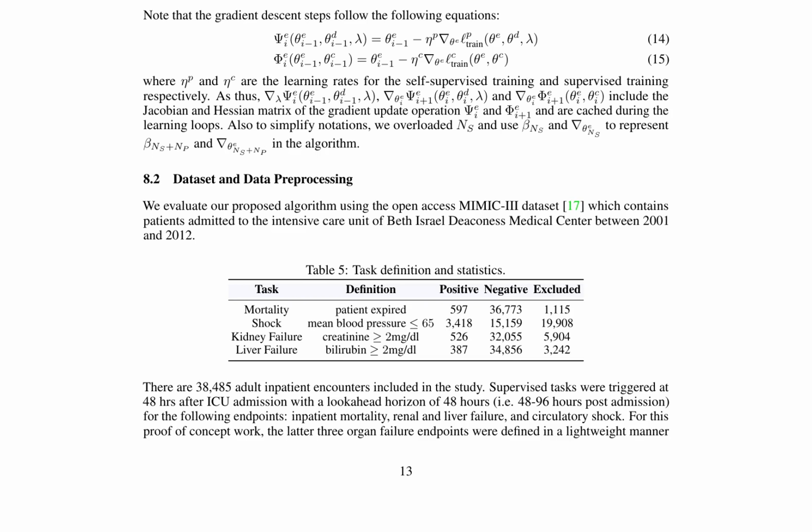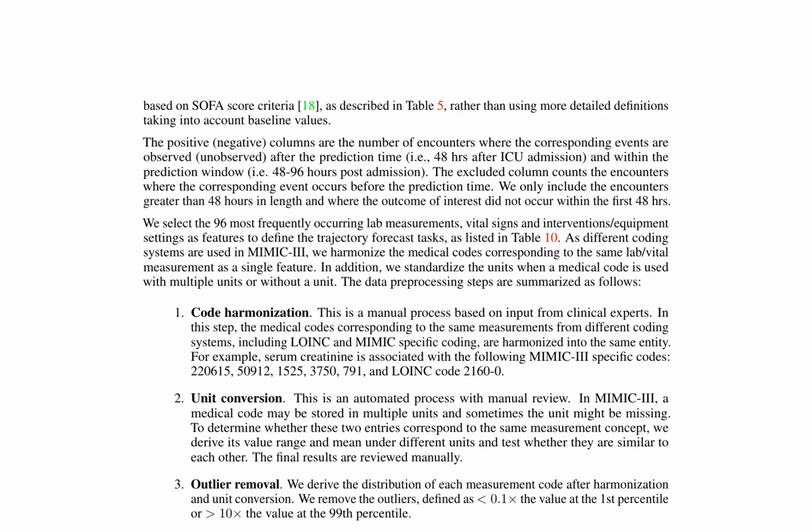Evaluation on the MIMIC-III dataset demonstrates the algorithm's effectiveness in task selection for ICU patients. The proposed method leverages the SOFA score criteria to define prediction tasks, focusing on positive and negative events within the prediction window. The dataset undergoes preprocessing through code harmonization, unit conversion, outlier removal, value normalization, and time bucketing. Code harmonization involves mapping medical codes from different systems to a single entity, ensuring consistency.